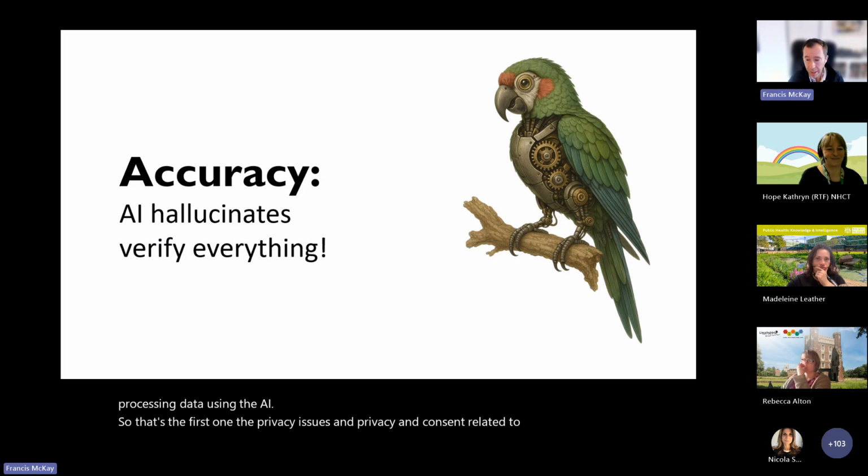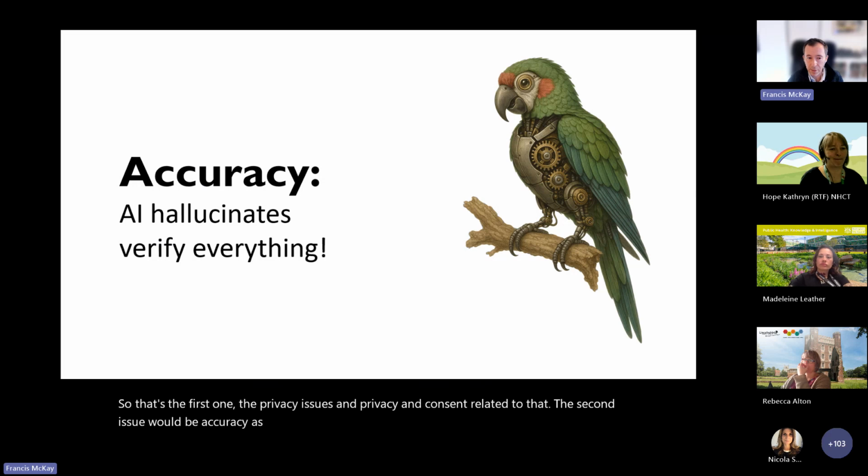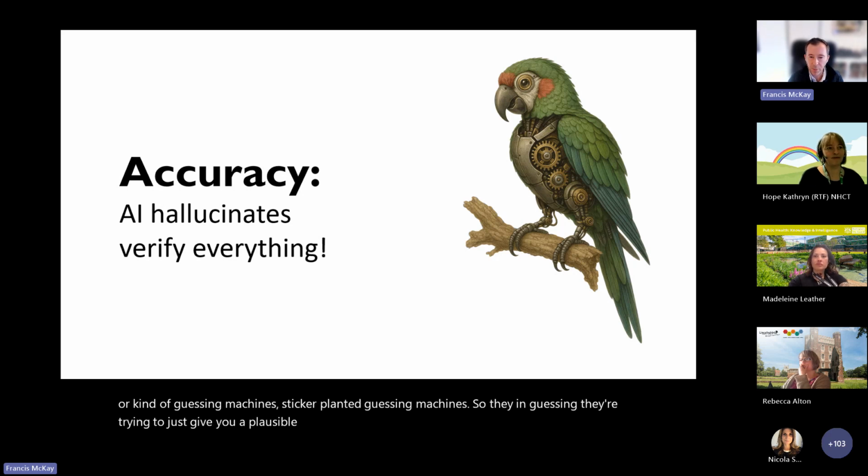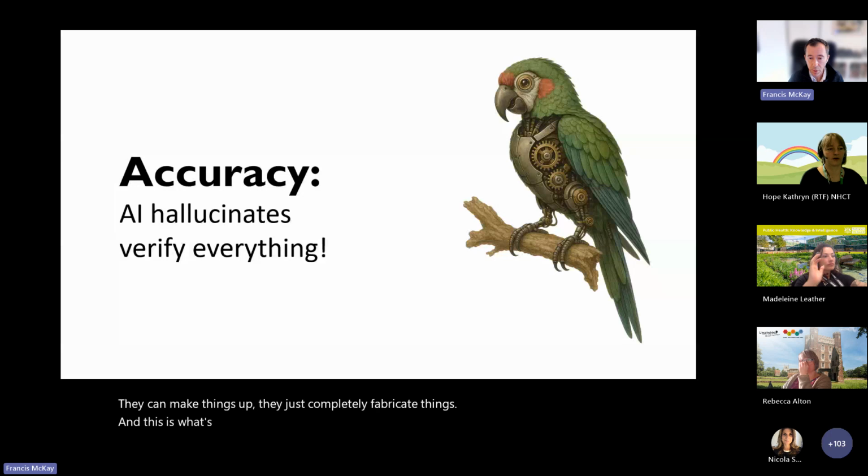The second issue would be accuracy. As I mentioned earlier, these things are described as stochastic parrots, or guessing machines, sycophantic guessing machines. So in guessing, they're trying to just give you a plausible-sounding response, and therefore something that you will find intelligible and sounds good to you. One way that, as a result of that, they can make things up is that they just completely fabricate things. And this is what's called AI hallucination. They just invent things but it sounds plausible.